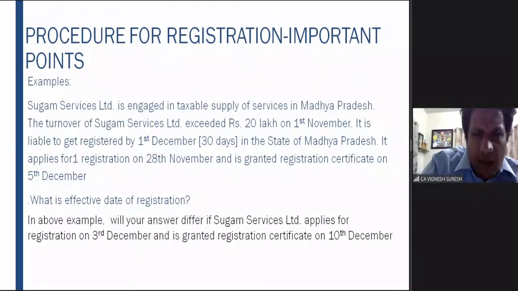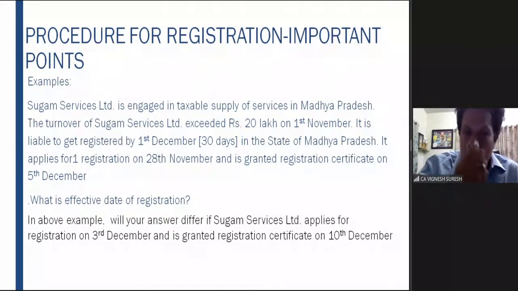Here, what is happening? The turnover exceeded 20 lakhs on 1st November. So therefore, the date on which he is liable to get registered, he has to apply for registration by 1st December, that is 30 days. He has applied on 28th November and is granted registration certificate on 5th December. What is the effective date of registration in this case?